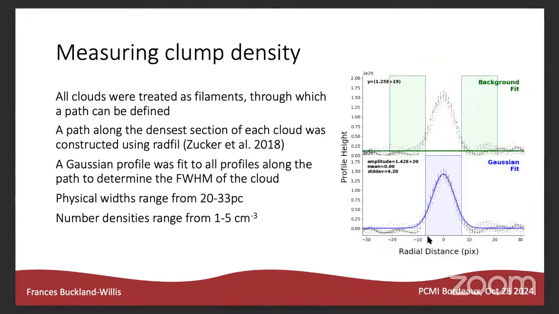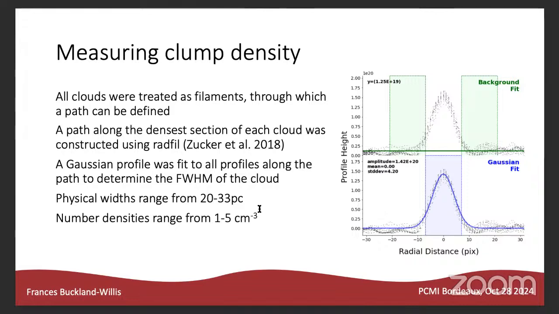So if we want to try and measure some sort of density, we want to get an estimate on the density. We treated all the clouds as filaments. We defined a path through the cloud and took profiles perpendicular to the path using the RADFIL package. It allows you to fit an average Gaussian where you can get some characteristic width. And we make the assumption that the filaments are as deep as they are wide, because we don't have any depth information from the HI spectra.